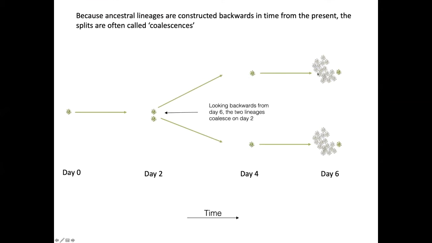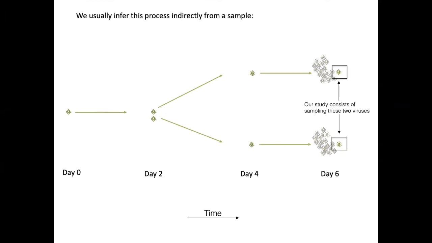If I'd started my investigation on day 6, and I was working my way back to the ancestor, then this event here, I wouldn't call it a split, I would call it a coalescence, because 2 different lineages coalesce down into a single lineage, and that coalescence would take place on day 2. So that's a perspective you get from looking backwards at evolution.